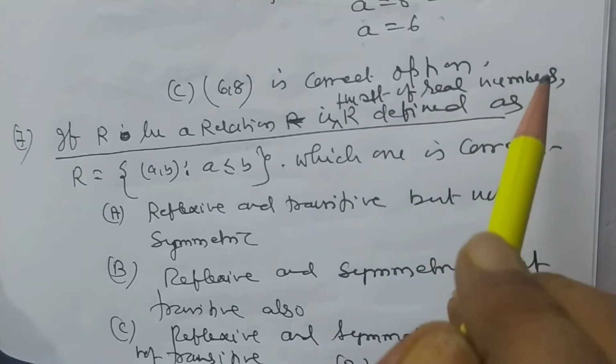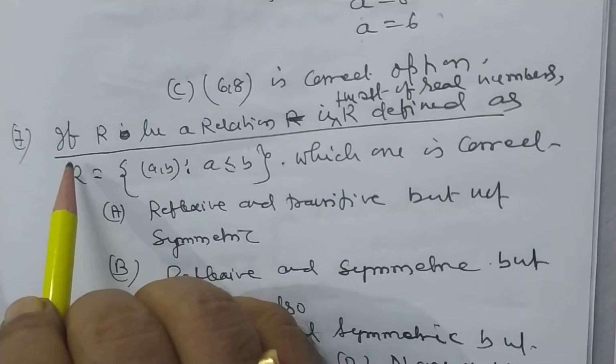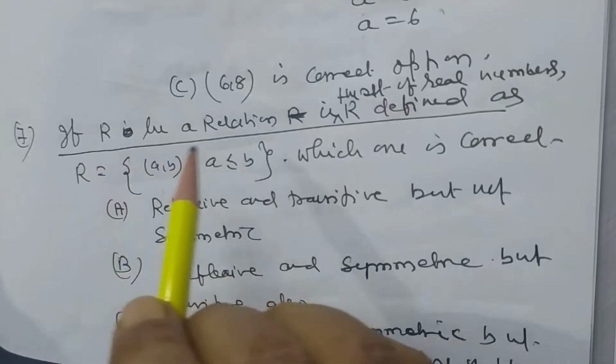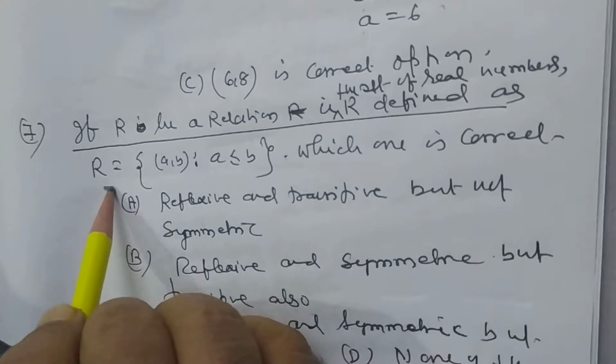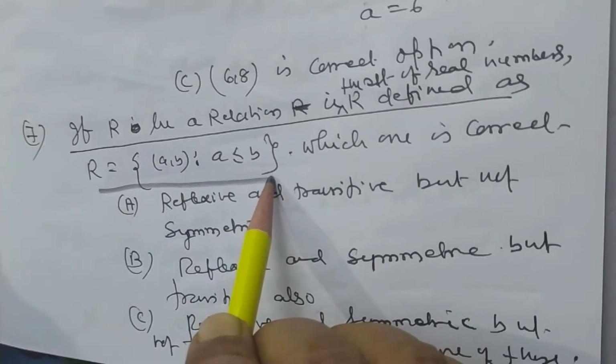The set of real numbers. Problem number 7. Let R be a relation in the set of real numbers defined as R is a collection of elements (A, B) such that A is less than or equal to B.